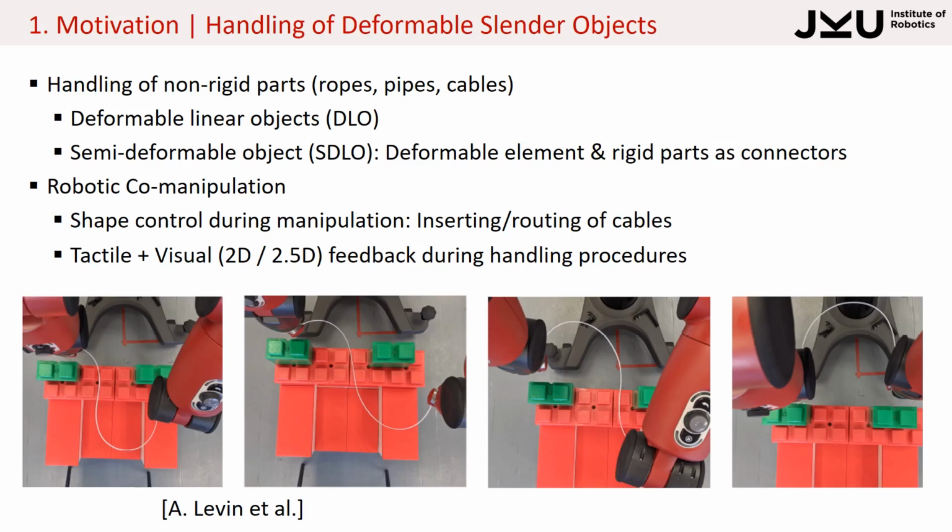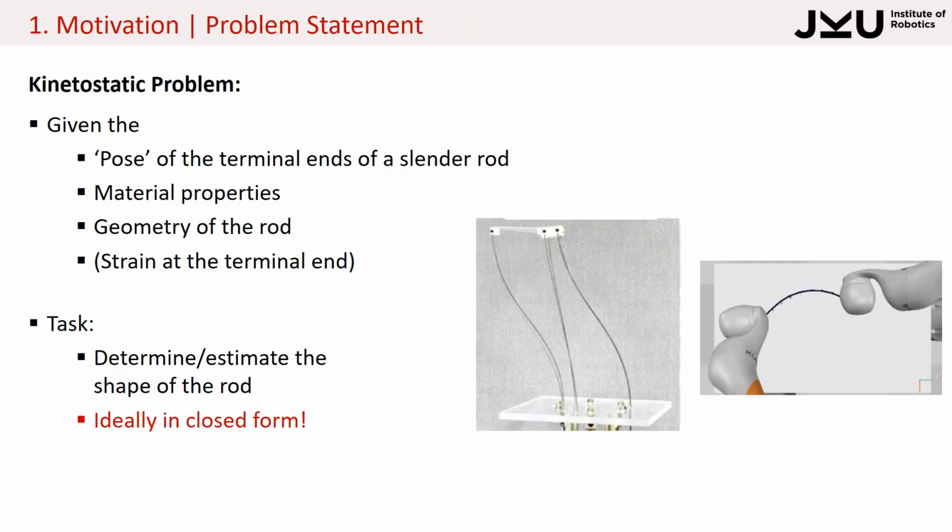And there are different ways of doing this. There are analytic methods, and also there are numerical methods based on, for example, machine learning approaches. The problem here is exactly as I was saying, the geometric problem we are addressing. The task is, ideally in closed form, to describe the shape of the element by just giving, of course, the material parameters we need to know about the element that we are manipulating, and also the terminal ends.